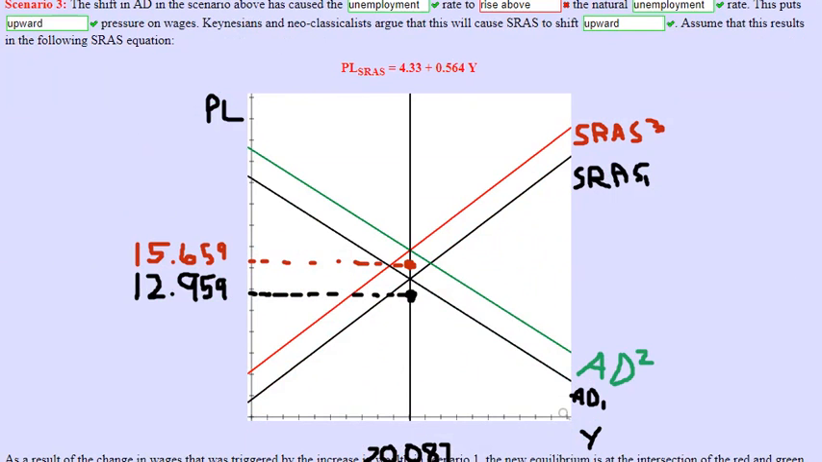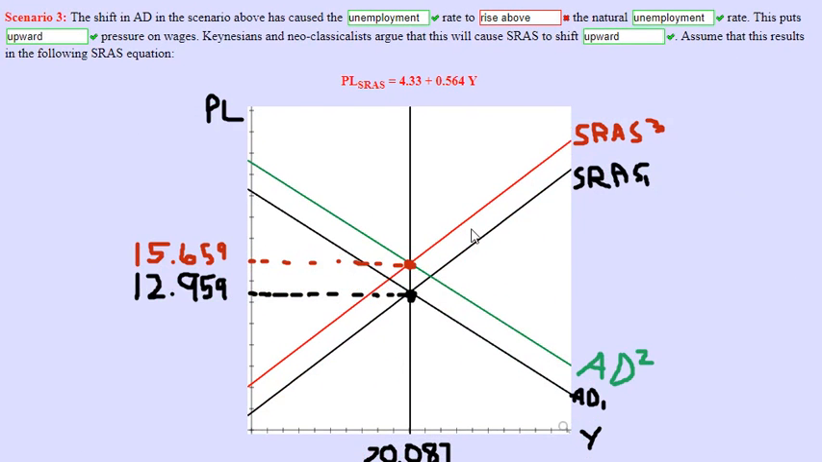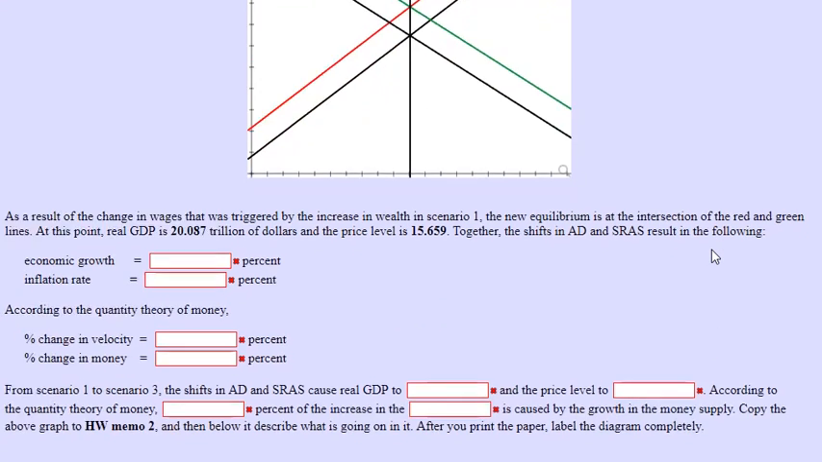Rise above is incorrect. Let's try fall below the natural unemployment rate. Okay, so we got everything correct. Let me go ahead and erase the screen here, and we'll scroll down here.